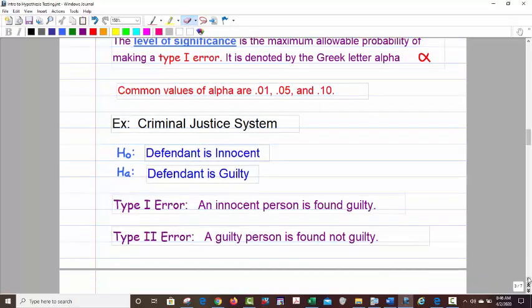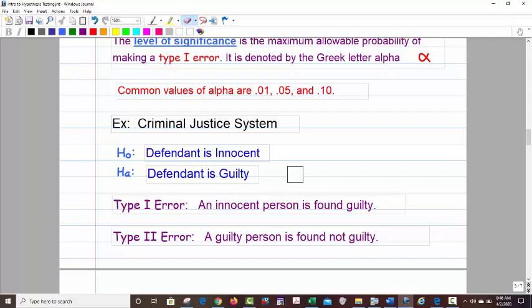We're going to look at the criminal justice system and somebody on trial for whatever reason. And let's say the null hypothesis is always the defendant is innocent. It's supposed to be presumed innocence. That's the idea. And it's up to the prosecution to try to prove to reject their innocence. And then the alternative would be the defendant is guilty. So let's kind of focus on the types of errors here. Let's see what a type 1 error is.